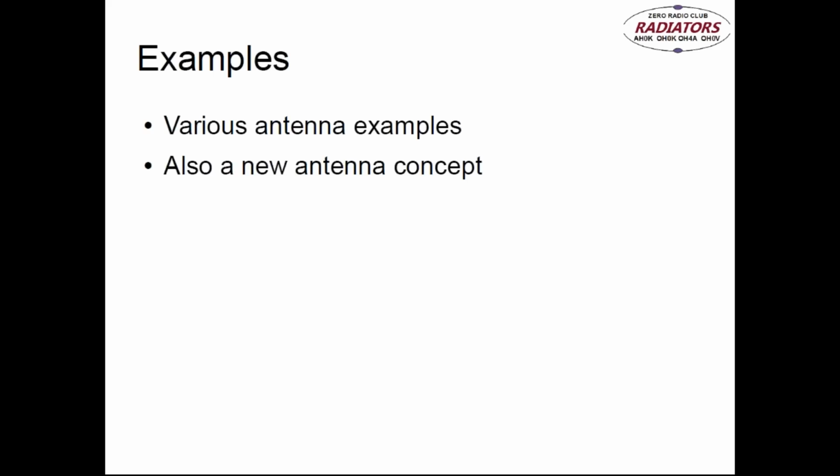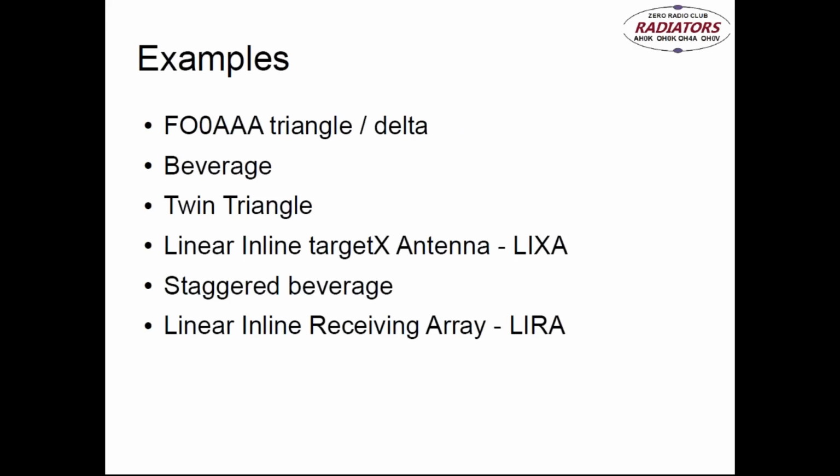So let's take one example. Various antenna examples are going to be shown. I don't remember how many, more than 10, maybe 13. And there will be new antenna concepts, maybe 2 new antenna concepts to most of you, but at least one that very few people have seen. So we're going to have a look at this kind of triangle or delta that I call FO0 AAA antenna.